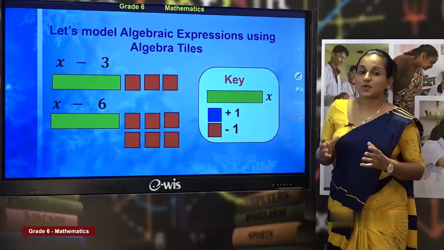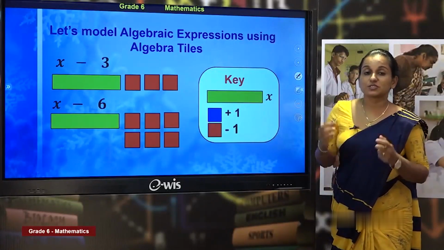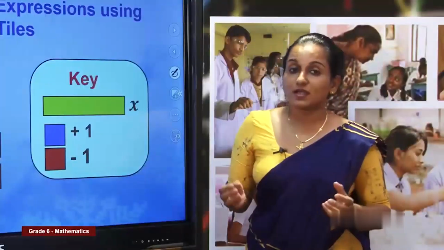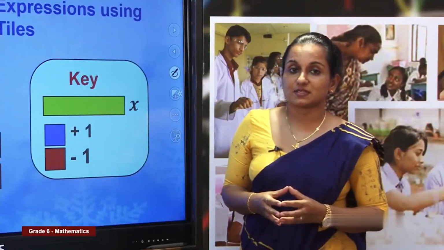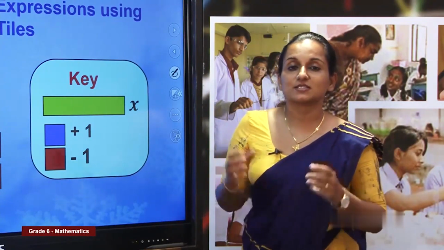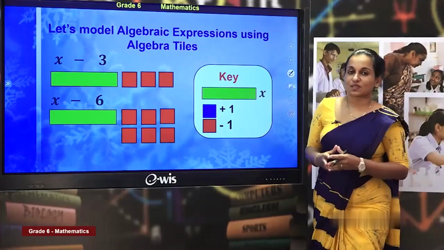Now you can practice modeling algebraic expressions using algebra tiles too. Where can you find algebra tiles? You can make your own algebra tiles using some cardboard, like I did.